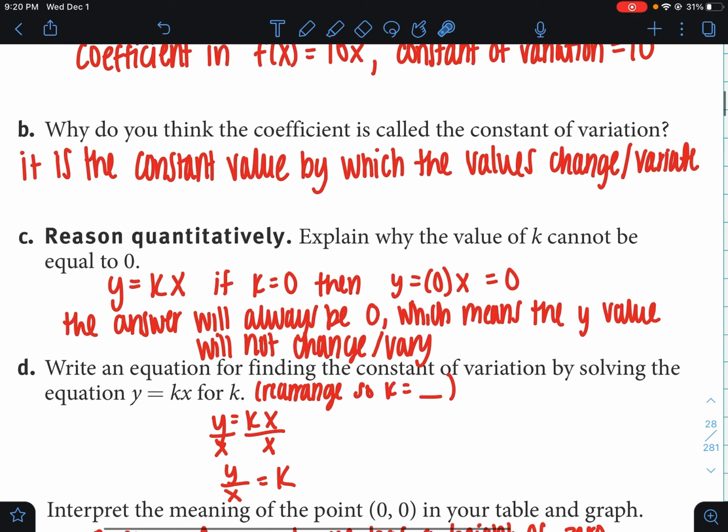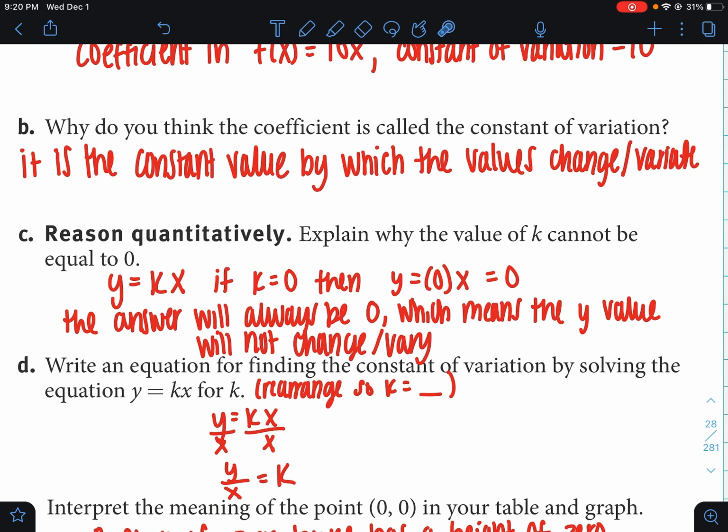Okay, moving on down to number 6. Explain why the value of k cannot be equal to 0. Reason being, if k is equal to 0, then anything times 0 is going to give you 0. So there's not going to be any change in the y value. It would always equal 0 regardless of what x is.